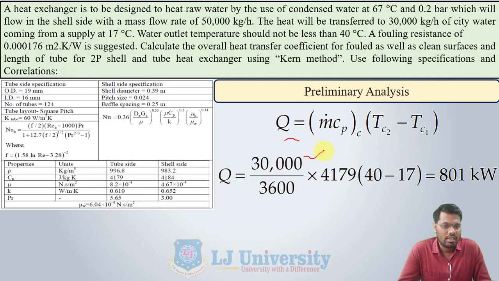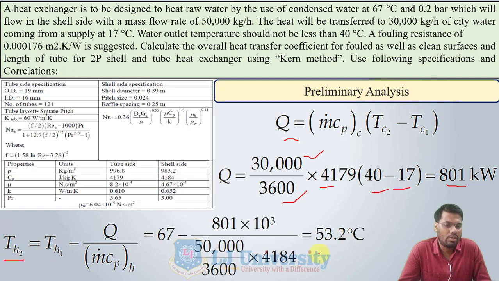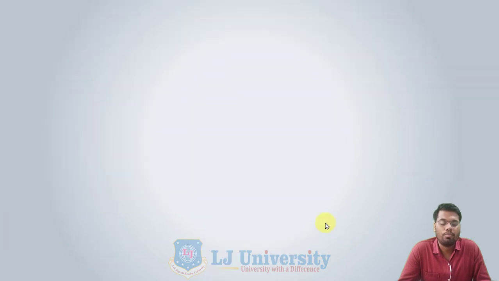So mass flow rate is 30,000 divided by 3600, cp is 4179. 40 is the outlet temperature, 17 is the inlet temperature. So 801 is our heat duty, the heat transfer rate. Now we can calculate the unknown outlet temperature of the hot water by using this equation. By using the energy balance equation, we can calculate the outlet temperature, which is 53.2.